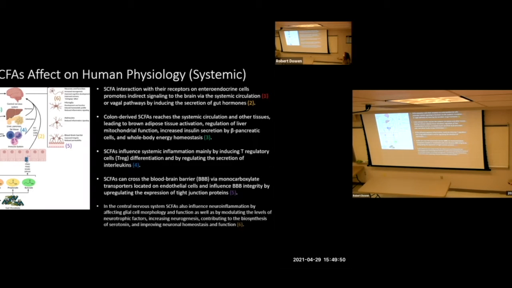That's the second pathway right here. Or they can be transported to your liver and have to do with mitochondrial function and also increased secretion of B cells. And again, that's going to change your body homeostasis. In addition, they have a role in inflammation, both locally in the gut and also systemically through the induction of T regulatory cell differentiation and secretion of interleukins. So that's this pathway here.